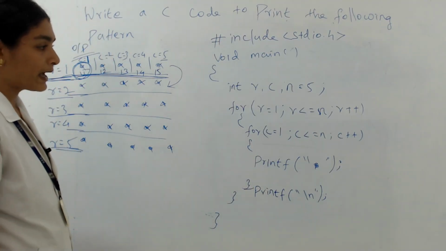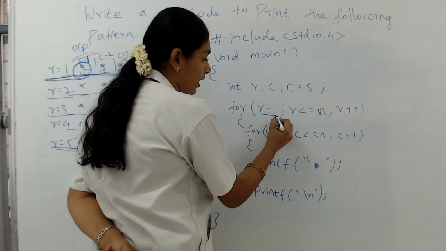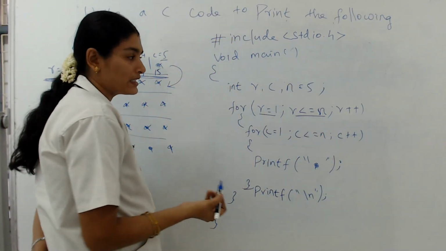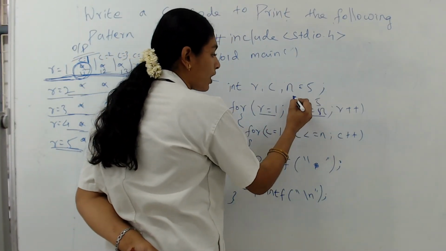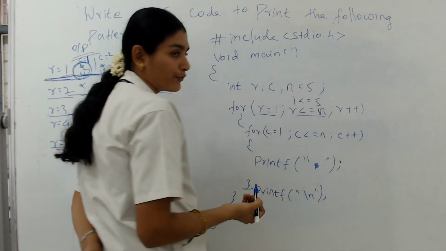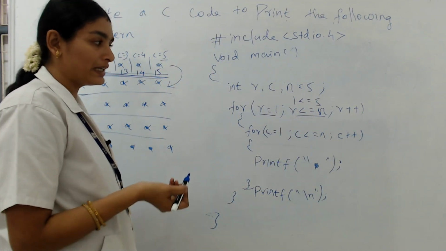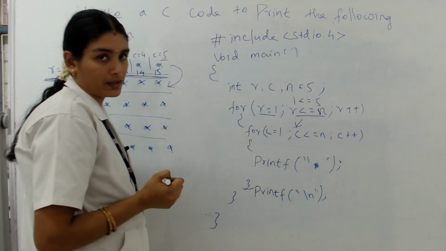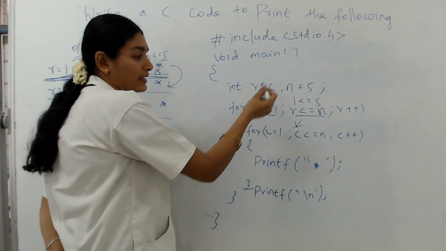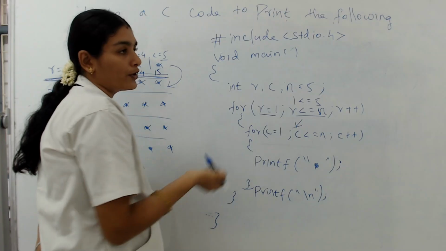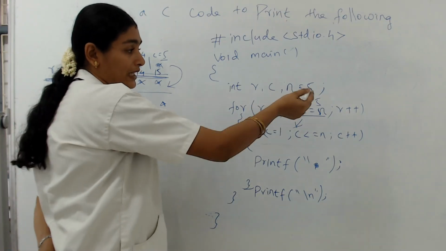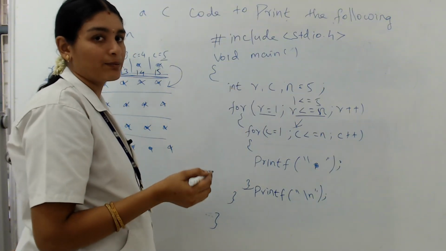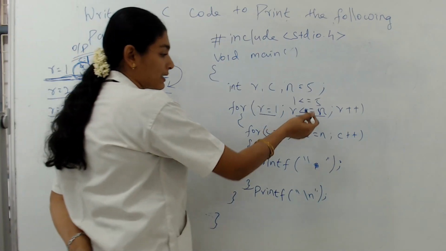So what will happen? Initially, what is the value of r? R equal to 1. Next, check the condition. R less than or equal to n. What is the value of n? 5. So r value 1, 1 less than or equal to 5. Is the condition true or false? Yes, the condition is true. After that, the inner for loop will be executed. First the initialization part, after that the condition checking part, after that the body of the loop will be executed. Don't go to the incremental or decremental part, because that is the final step of our for loop.